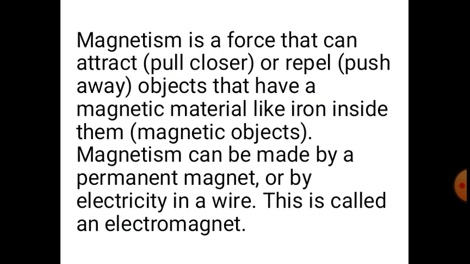Magnetism can be made by a permanent magnet or by electricity in a wire. This is called an electromagnet. An electromagnet is magnetism produced by electricity in a wire.